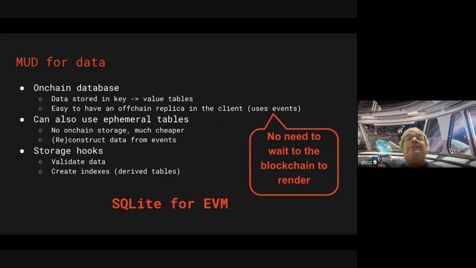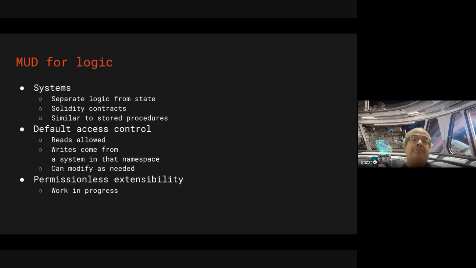In many ways, MUD is SQLite for EVM. Just like SQLite lets you have SQL in your program, MUD lets you have a database on chain that you can use the way you would use a normal database in your application. This is what MUD does for data. What does it do for the logic?